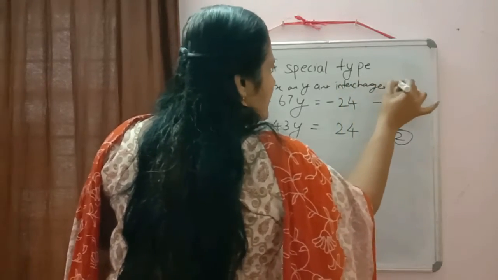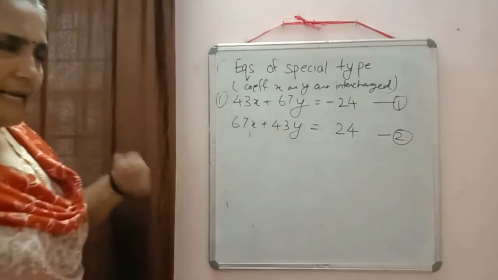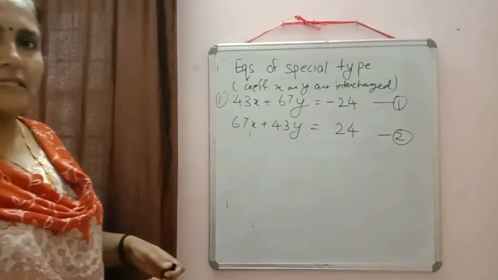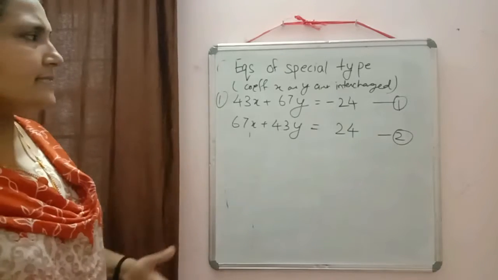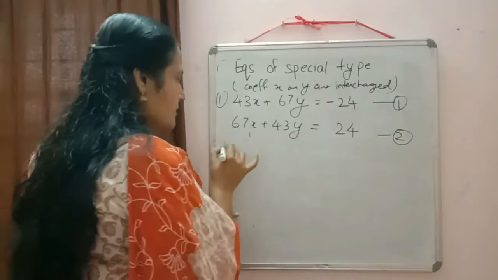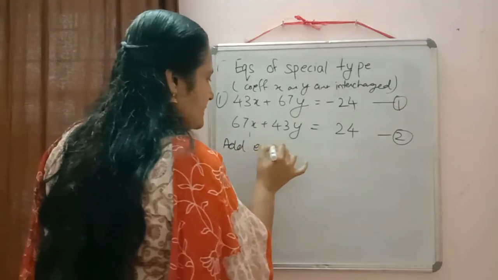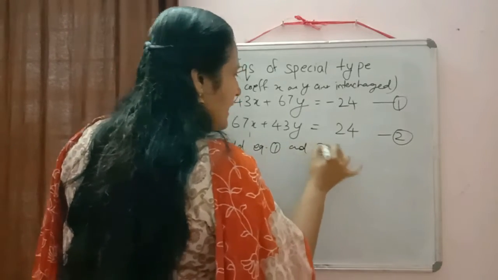So whenever these type of equations are there, one easy method is there to solve the equation. I am telling you now what that easy method is. What we have to do, first you should add equation 1 and 2. Just add both the equations.